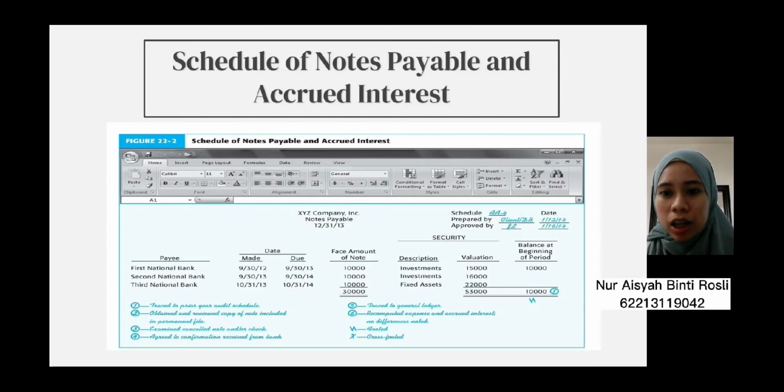For valuation, when we want to pledge our asset over our loan, you must make sure that the value of your asset is more than the value of your loan. It cannot be lesser. Next, we have RM10,000 in the brought forward, which means this is the previous year loan. If the second and third banks in the slide have no amount, that means they were newly acquired loans.